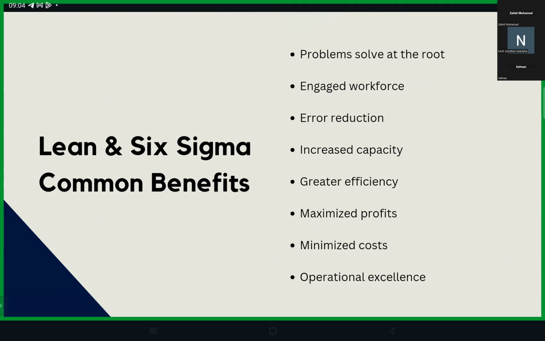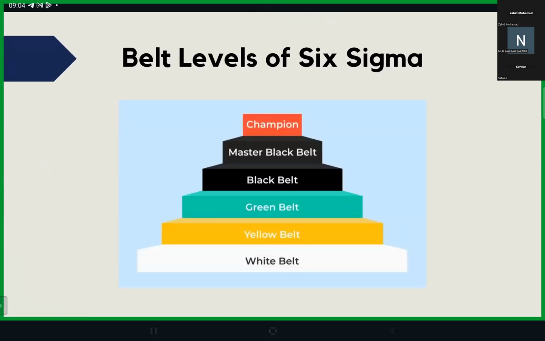Lean and Six Sigma common benefits. The first one is problems solved at the root. Second one, engaged workforce. The third one is error reduction. And then increased capacity, greater efficiency, maximized profit, minimized cost, and operational excellence. For Six Sigma, there are 6 levels, where the first one is white belt, yellow belt, green belt, black belt, master black belt, and champion.